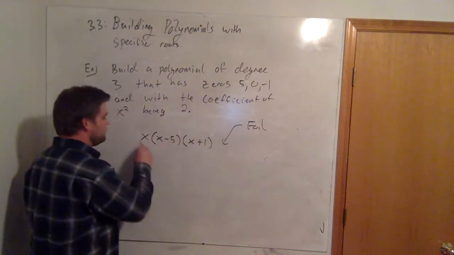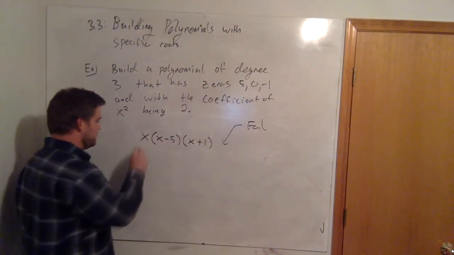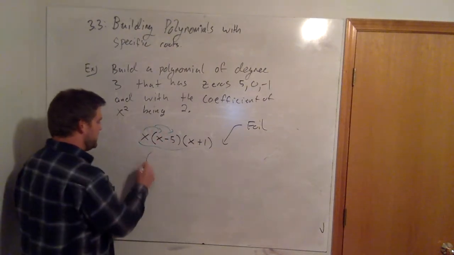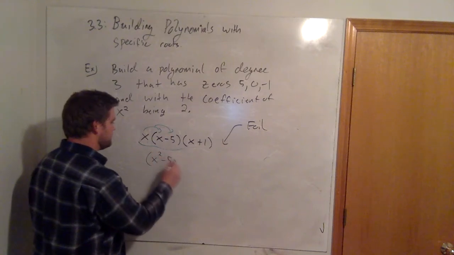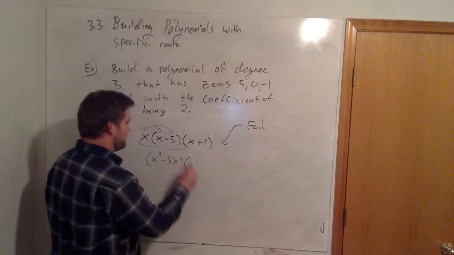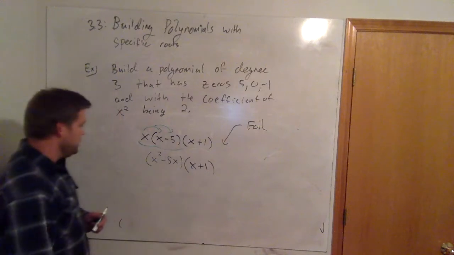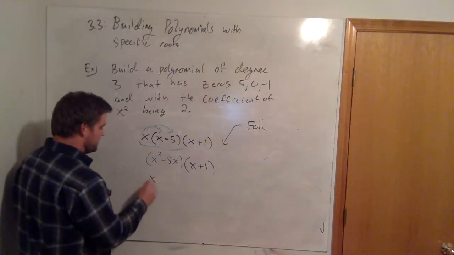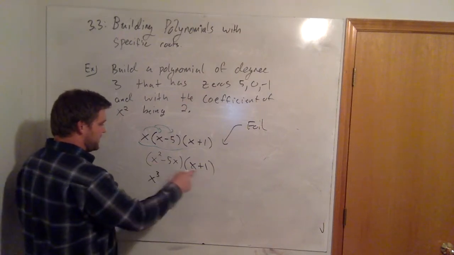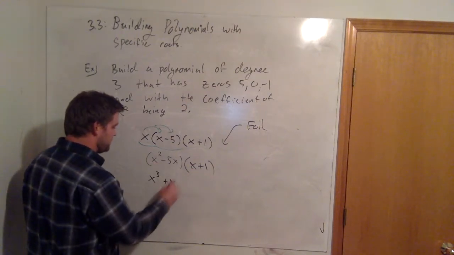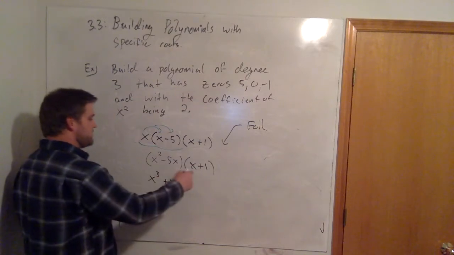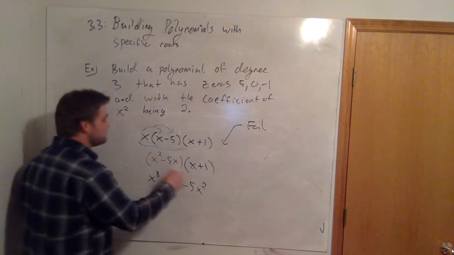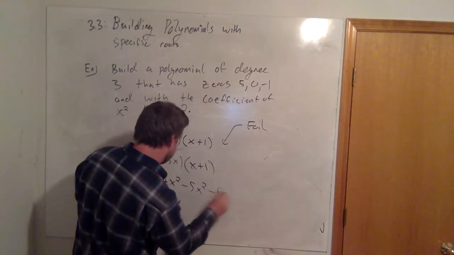Okay, so the first thing I'm going to do, maybe I'll do it in red, is let's distribute in this x. So I'll be left with x squared minus 5x times x plus 1. Now I'll FOIL this out. I'll get an x squared times an x, I'm going to get an x cubed. I'm going to get an x squared times a 1, I'll get plus an x squared. I'll get a negative 5x times an x, I'm going to get a negative 5x squared. And I'm going to get a negative 5x times a 1, I'm going to get a negative 5x.